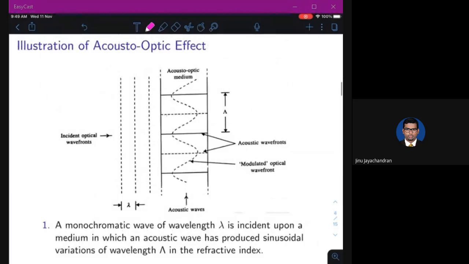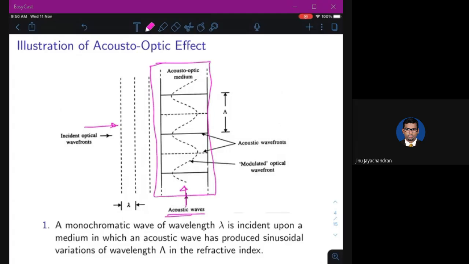So to illustrate how that effect happens, this is the material which shows the acousto-optic effect. Okay, and you're providing the acoustic waves along this direction. You're providing the optical waves along this direction. So you see that both are normal to each other.